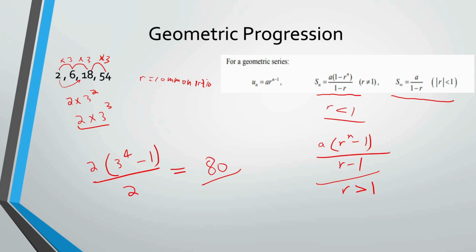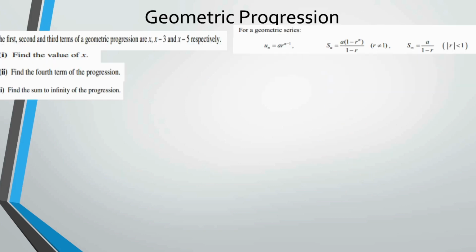Now let's move on to an example question from the past papers. Our question states that the first, second and third terms of a geometric progression are x, x minus 3 and x minus 5 respectively. So we have to find the value of x.